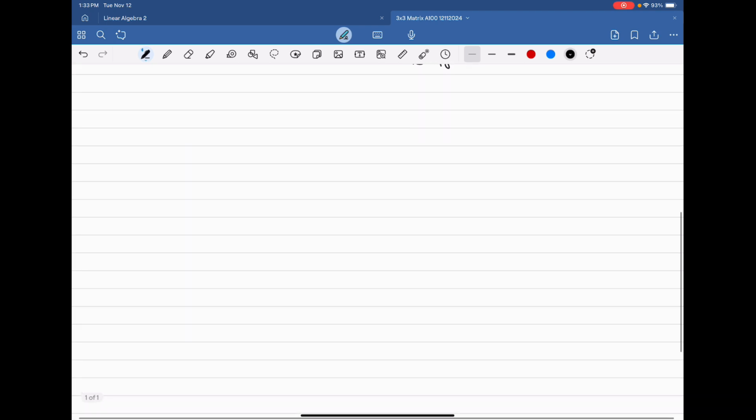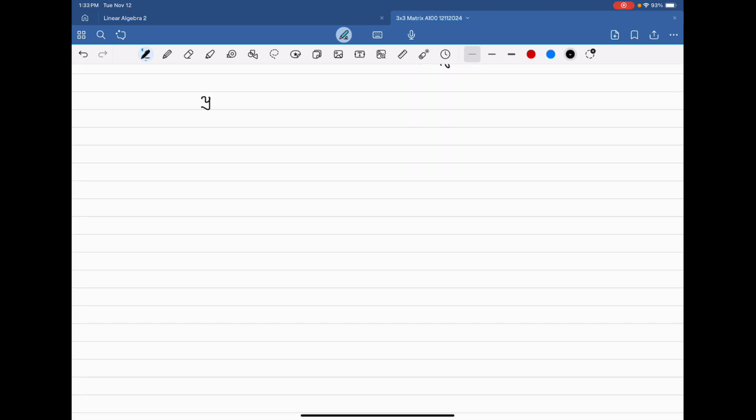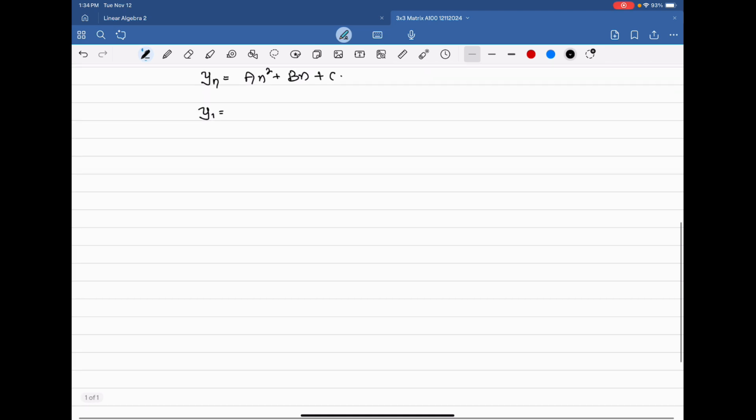In a polynomial series, let us say yn is equal to a into n square plus bn plus c. Let that series be like this, n is from 1 to infinity. Then y1 is equal to how much? y1 is equal to 7. 7 is equal to a into 1 square plus b into 1 plus c. That implies a plus b plus c is equal to 7.